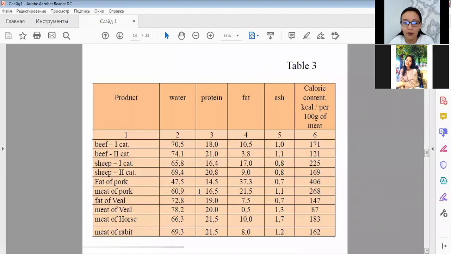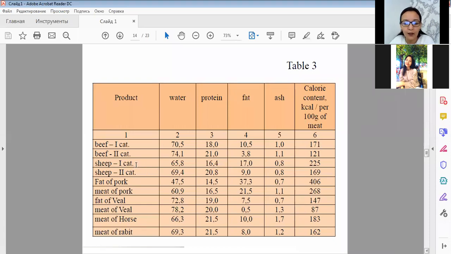And in the next table, table number 3, you can see the chemical composition of the beef meat, sheep, pork meat, veal, horse, and the rabbit meat. In the beef meat of the first category, for example, water content is about 70%, protein about 18%, fat about 10.1%, and the calorie content is 171.